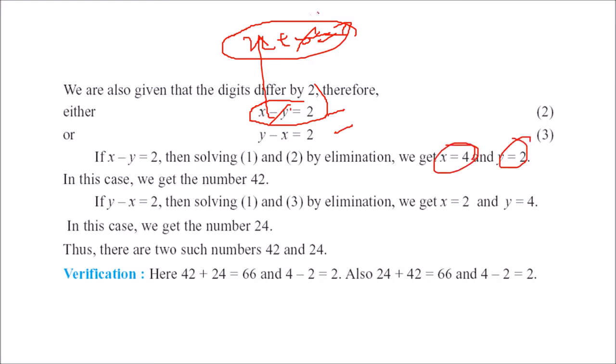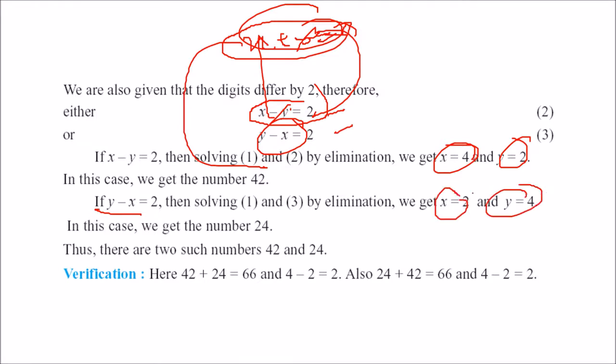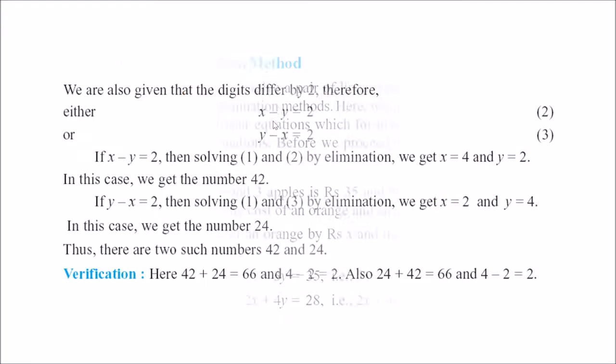And you can also use this with this. We have used these two first, now we'll use these two. So y minus x equal to 2, and after solving this we get x equal to 2 and y equal to 4. So the number in the first case becomes 42, the second case becomes 24. And you see the difference of both is 2 only.